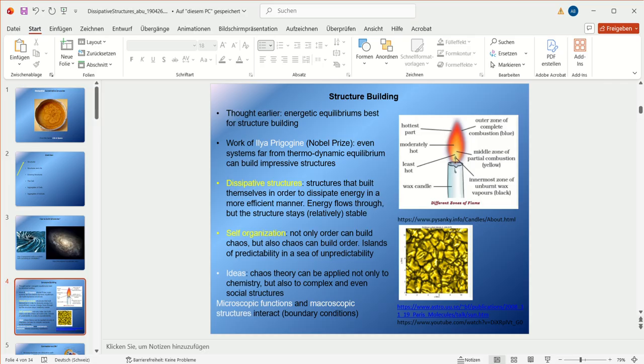And he also wanted to apply chaos theory not only to chemistry, but also to complex and even social structures. These were his ideas. I don't think that many people know about Prigogine and his work. I mean, Ilya Prigogine.